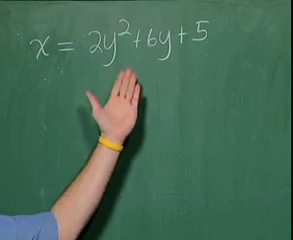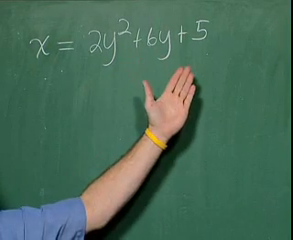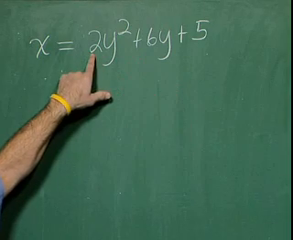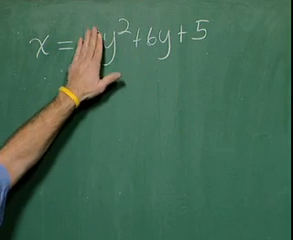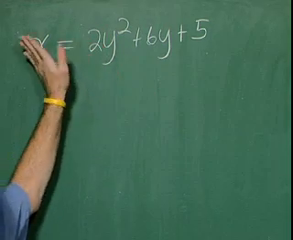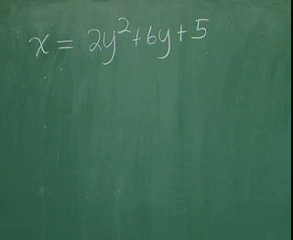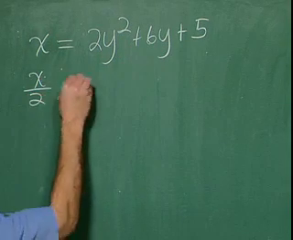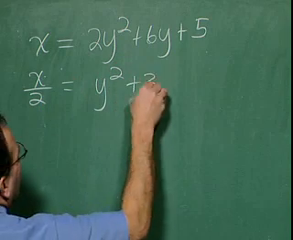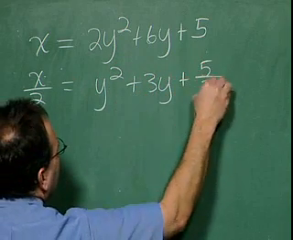Okay, we need to complete the square on y squared. To do that, the first thing we need to do is divide, or get this coefficient out of the way. So we're going to divide both sides by 2. That's going to give me x over 2 equals y squared plus 3y plus 5 halves.